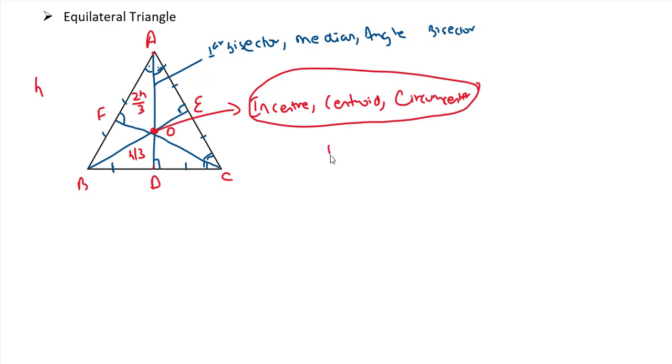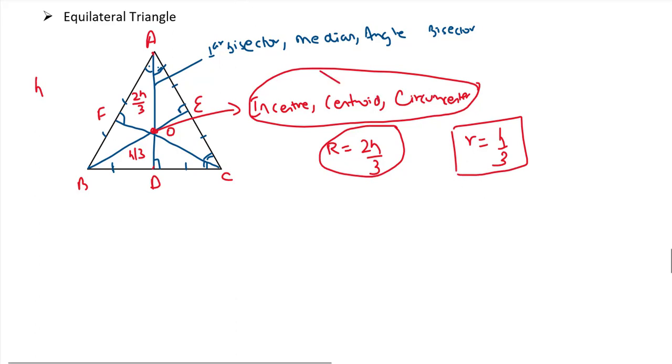So your circumradius will be the distance between your circumcenter and any of the vertices of the triangle. So if you take this vertex, the length of OA is 2h by 3. So this will be your circumradius. Your inradius is the perpendicular distance from the incenter to any of the sides of the triangle. So this will be h by 3.